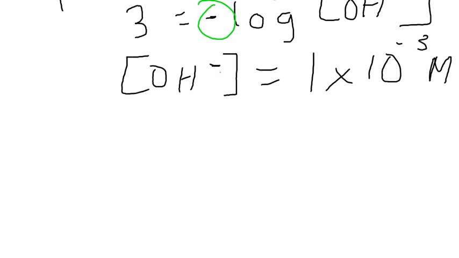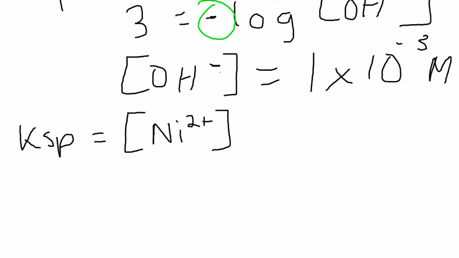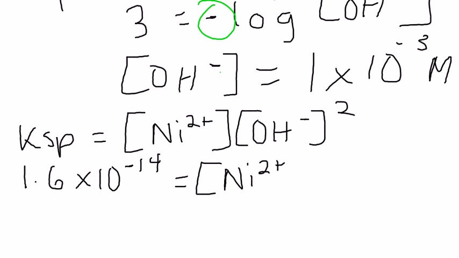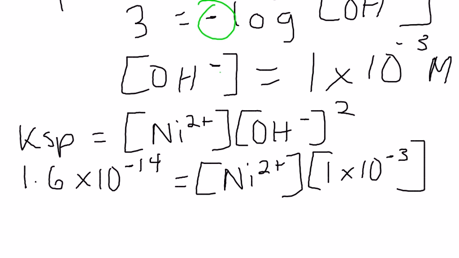After that, all you have to do is plug the OH- concentration back into the original Ksp equation, which, if you remember, looks like this. And now that we have the OH- concentration, we just plug it in, and we know the Ksp because we're given that in the original problem, so all we have to do is solve for the Ni2+. So this is basically what your solution is going to look like. And when you solve for that, you get the Ni2+.